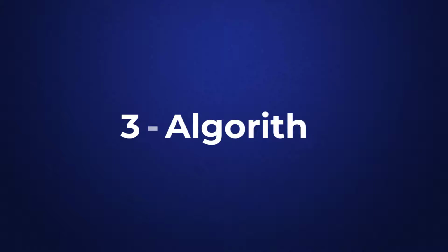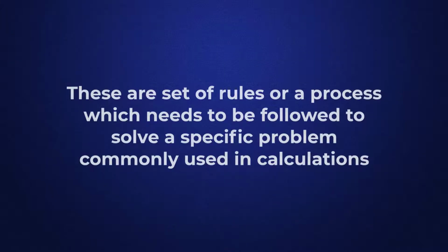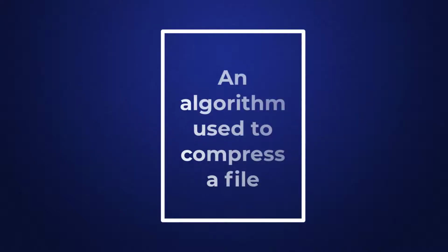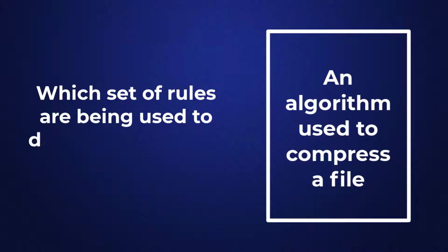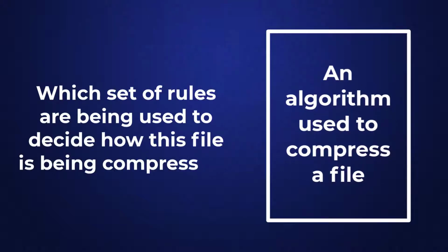Number three, algorithm. These are sets of rules or a process which needs to be followed to solve a specific problem, commonly used in calculations. So if I said an algorithm used to compress a file, it means which set of rules are being used to decide how this file is being compressed.